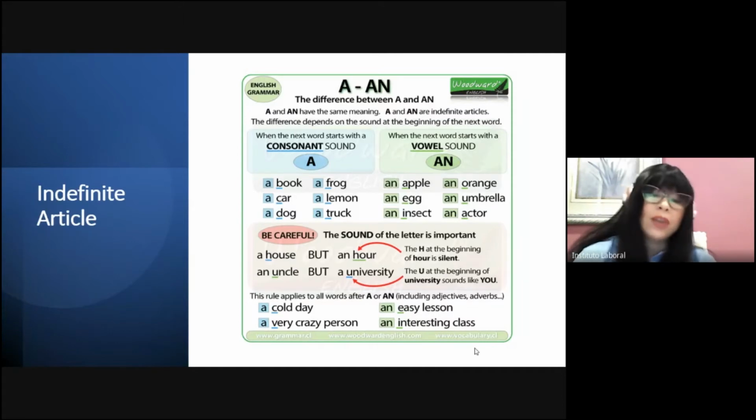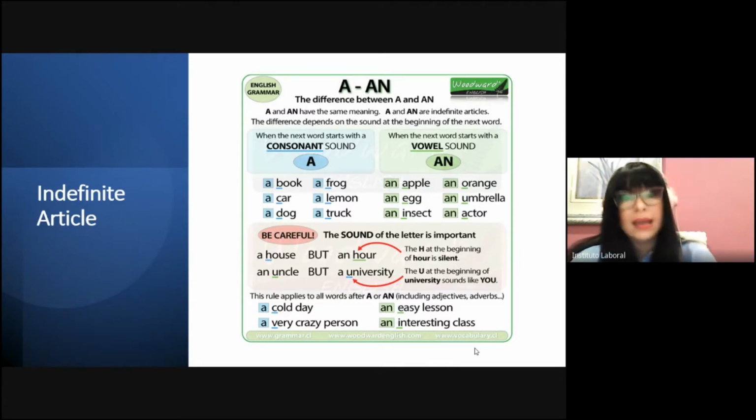These rules apply to all words after a and an, including adjectives and adverbs. So when you use an adjective, you use a or an as the indefinite article. A cold day, a very crazy person, an easy lesson, an interesting class.